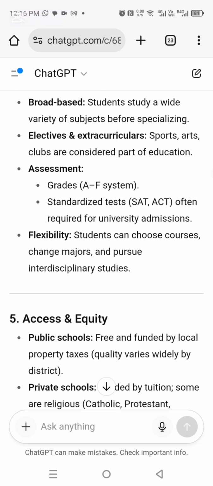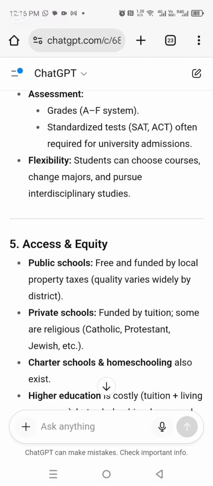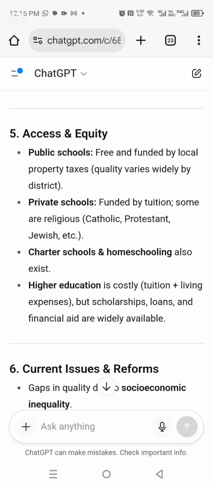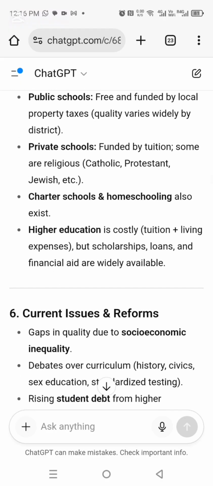Then there's the assessments, grades A to F system, standardized tests, the SATs and the ACTs, often required for university admissions. The flexibility: students can choose courses, change majors, and pursue interdisciplinary studies. Access and equity: the public, private, charter schools and homeschooling, higher education.